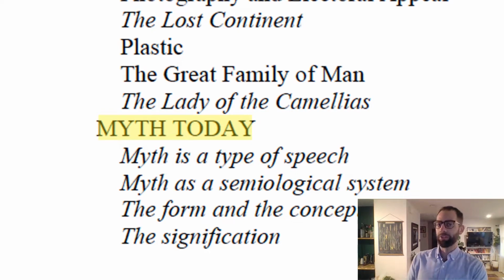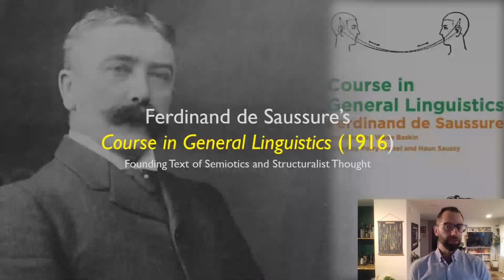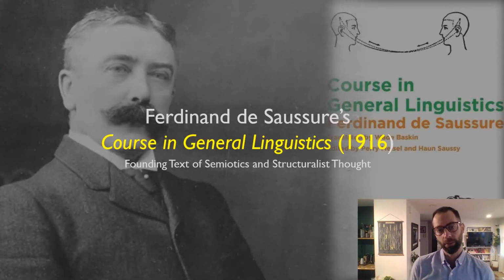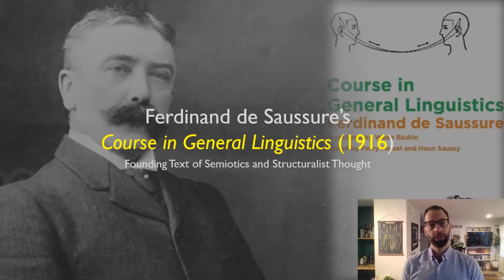Important to keep in mind that this was written years after these small essays on these random little things within culture. And this is really the theory chapter of the book, where he tries to apply theoretical ideas to what he has been doing in those earlier chapters. And this is where he'll tell us that he's drawing a lot from the work of Ferdinand de Saussure, who is the father of semiotics and structuralist thought.